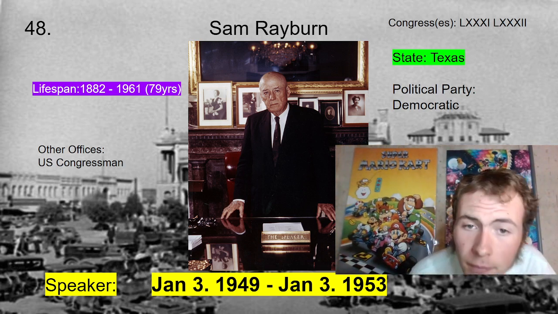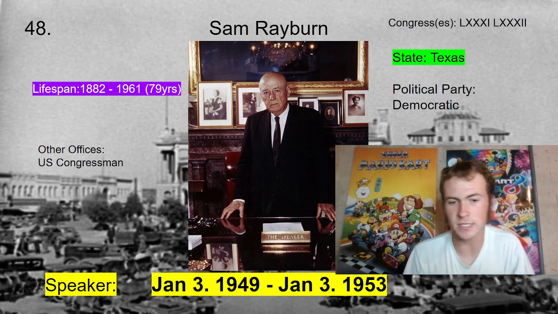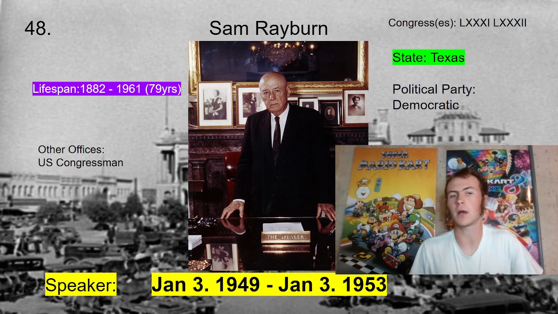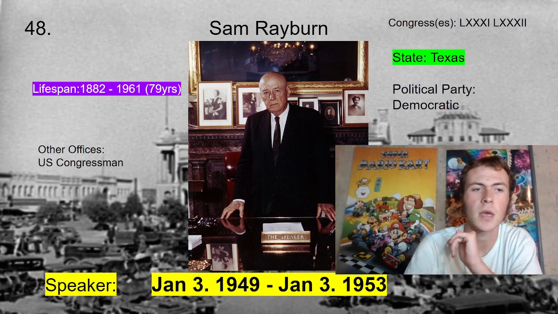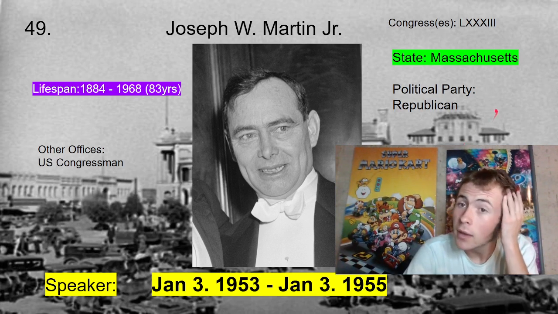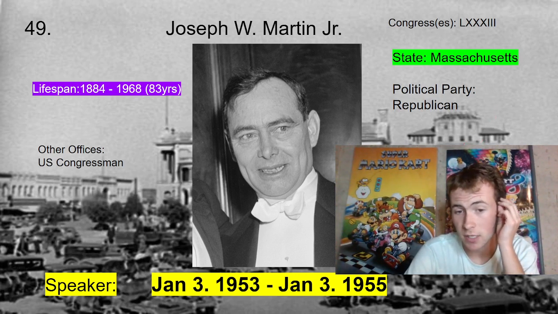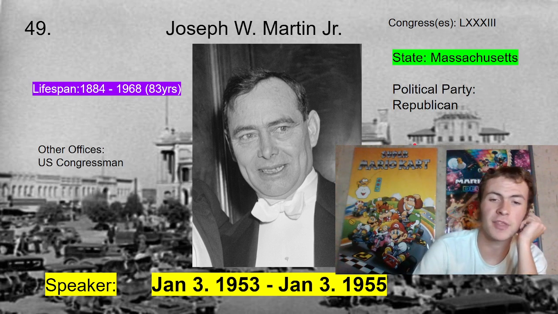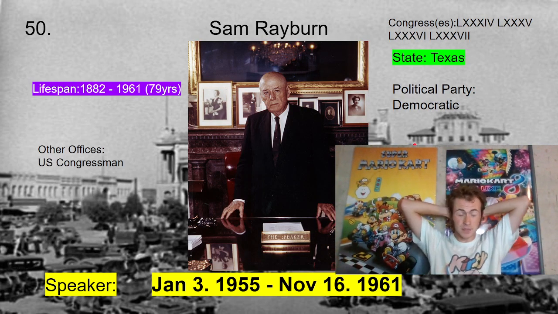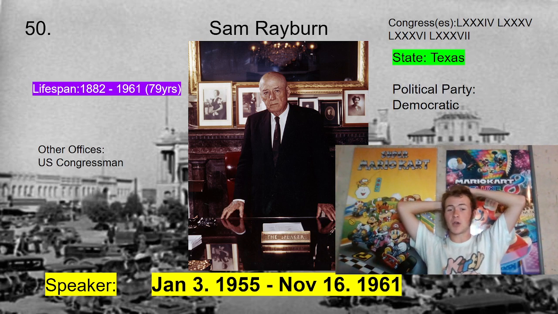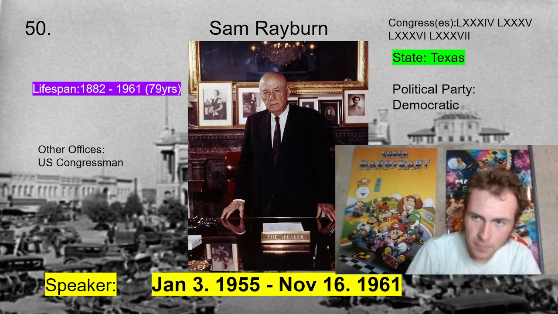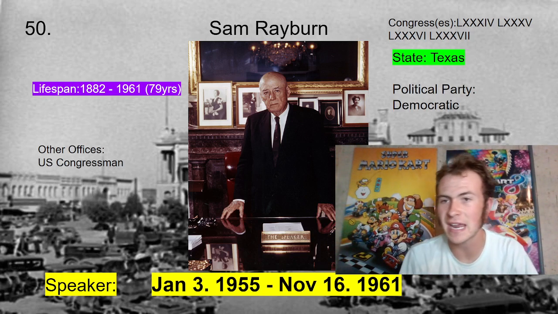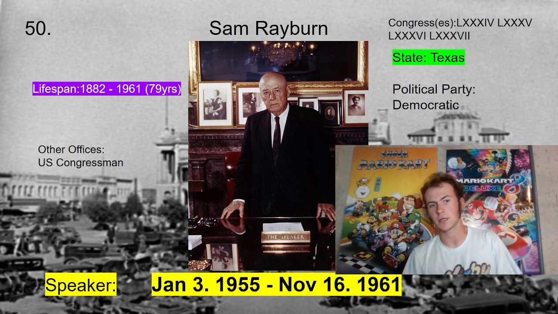Sam Rayburn is back in here. He serves two terms. His second time was from 1949 to 1953, a Democrat from Texas, presiding over the 81st and 82nd Congresses. And then we get Martin back in again, presiding over the 83rd Congress from 1953 to 1955. But then Sam Rayburn comes back for a third time and presides over the next 6 years, the 84th, 85th, 86th, and 87th Congresses.